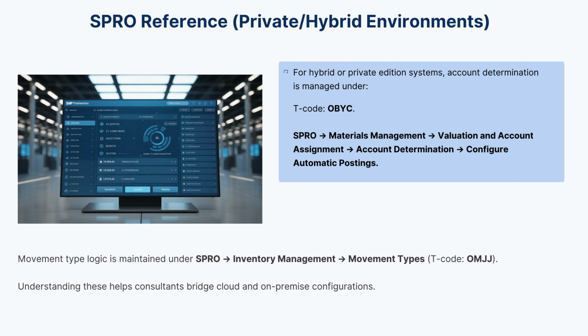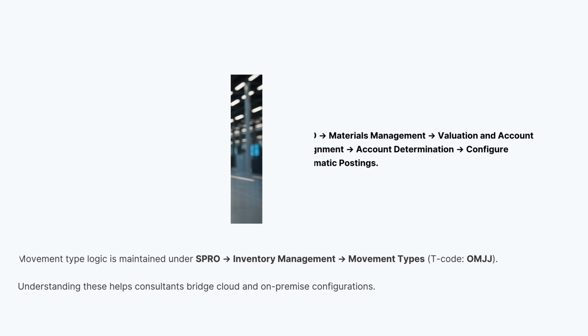SPRO reference, private and hybrid environments. For hybrid or private edition systems, account determination is done in the traditional SPRO environment. Navigate to SPRO, Materials Management, Valuation and Account Assignment, Account Determination, Configure Automatic Postings. You can use transaction code OBYC for this step. Movement type configurations are maintained through Inventory Management, Movement Types, T-code OMJJ. Knowing both paths helps consultants handle any system variant.